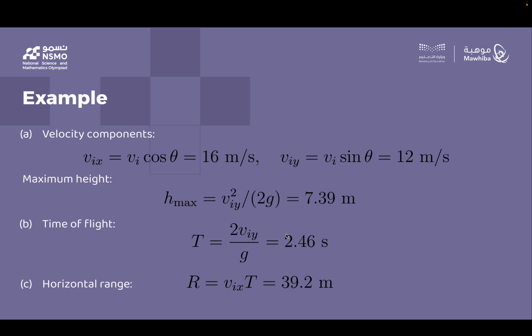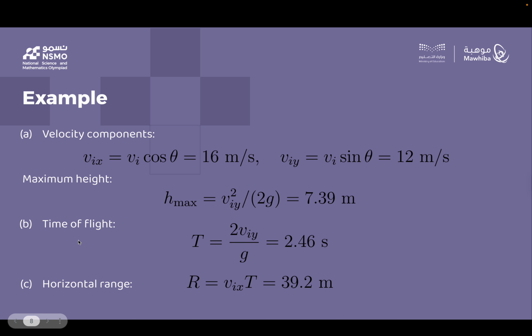First, we calculate the velocity components. The x component, Vix, is Vi times cosine theta, which is 16 meters per second, and the y component, Viy, is Vi times sine theta, which is 12 meters per second. From these, we can already answer part A, which asked us about the maximum height. So Hmax is Viy squared over 2g, as we saw previously. Substituting the given data, it will be 7.39 meters.